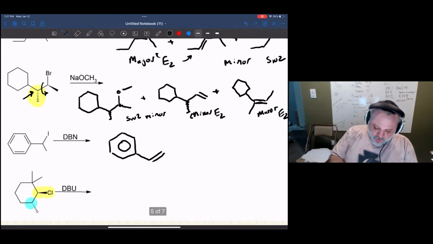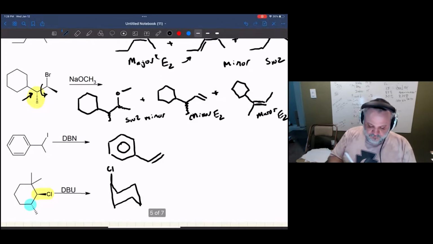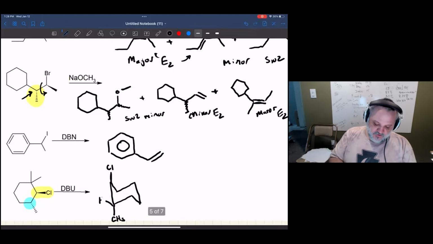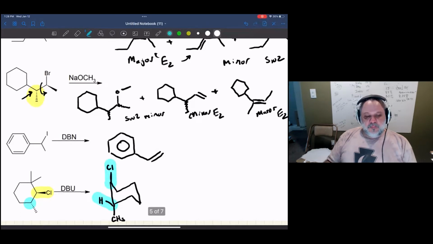And so recall that if we were to think about the chair conformation of that cyclohexane, then we would have the Cl in this position, and we would have two different groups next to it. One of those groups would be the CH3, and it would point down, opposite of the Cl, which is pointing up. And so here's my beta hydrogen. That's my beta hydrogen. It's not anti-periplanar from the Cl in this position.